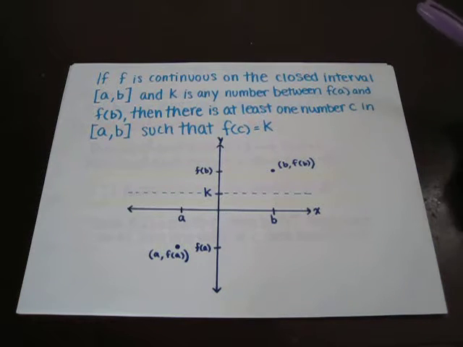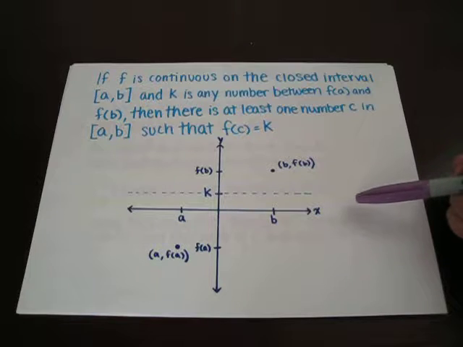So this is the definition of the intermediate value theorem, and it states that if f is continuous on the closed interval from a to b, and k is any number between f of a and f of b, then there is at least one number c in the interval from a to b such that f of c equals k. And this graph right here can be used to visualize the intermediate value theorem.